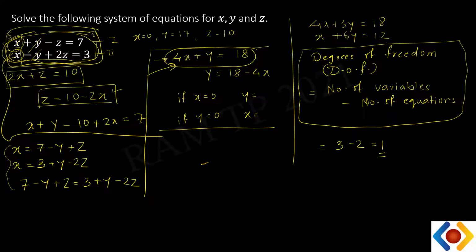So for example, in this case, how many variables are there? 3: x, y, and z, correct? How many equations are there? 2. So 3 minus 2 is 1. That 1 degree of freedom is telling you that if you want to solve this system of equations, you have to assume the value of one variable and then you can solve it. If it is 2, you have to assume values of two variables. Absolutely correct.